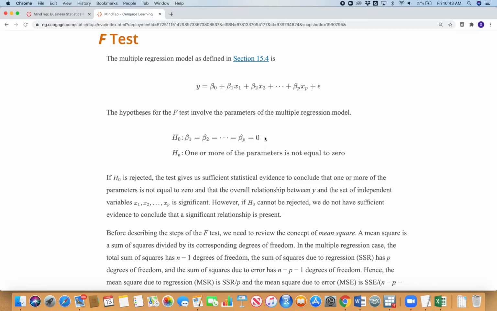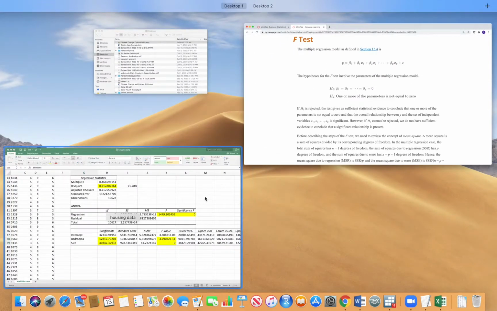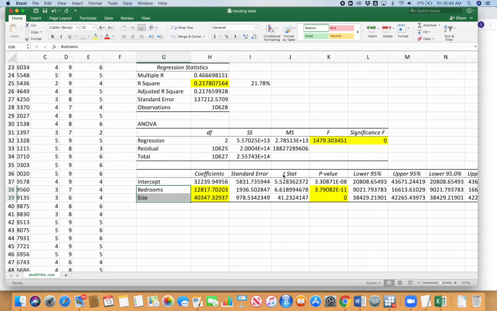So that's the difference between an F test and a T test. In an F test, we are jointly testing the significance of all of our independent variables, whereas with T tests, with T statistics, we're looking at variables individually. Okay? If any of these are significant, then this is also likely to be significant.